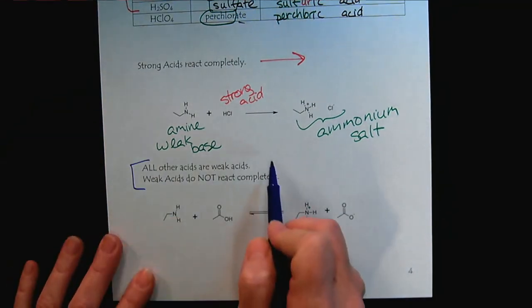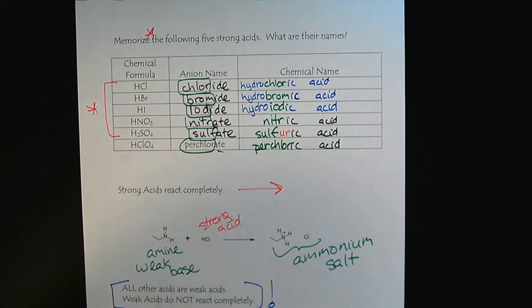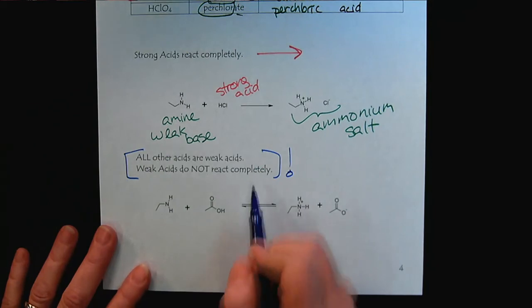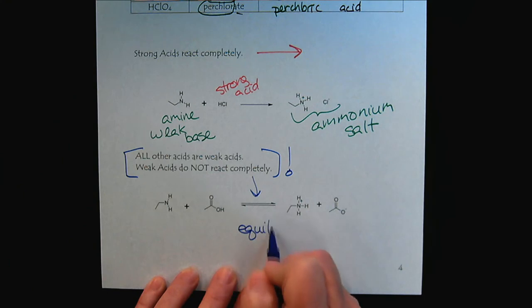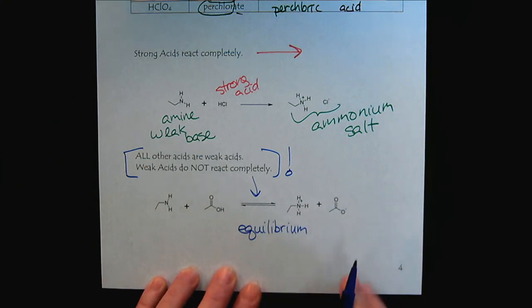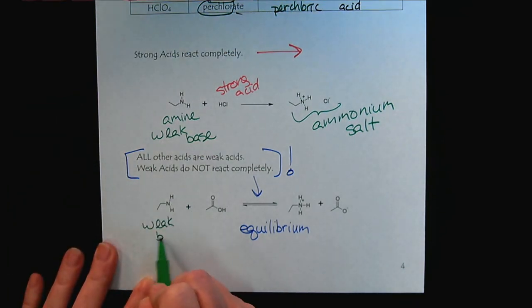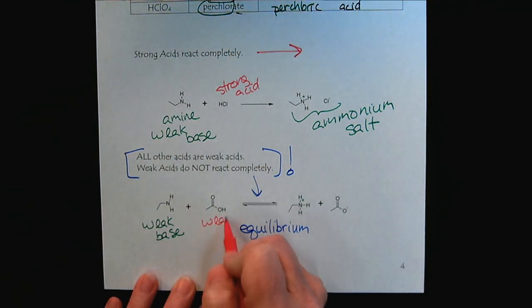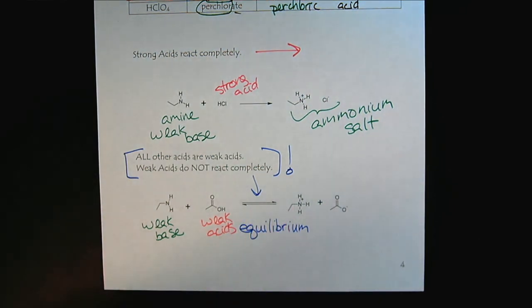So then this is a big deal, right? All other acids are weak acids. So if it's not one of these 6, then it is a weak acid. And when it's a weak acid, they do not react completely. So it's equilibrium. But once again, we can recognize here is our weak base, and then our carboxylic acids are weak acids. And so we will get both the forward and the reverse reaction occurring simultaneously.